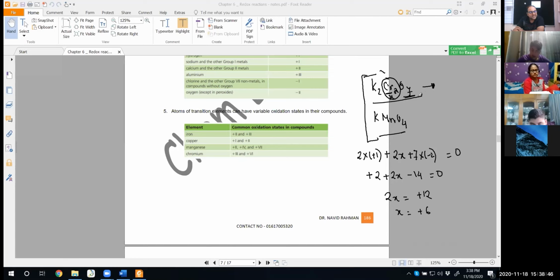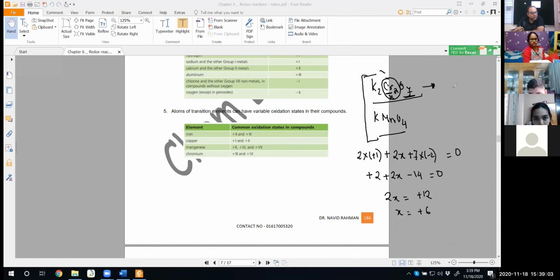So since this is an oxidizing agent, it is oxidizing its counterpart or somebody else. And in the process, what is happening to itself? What is happening to the oxidizing agent? It's getting reduced.